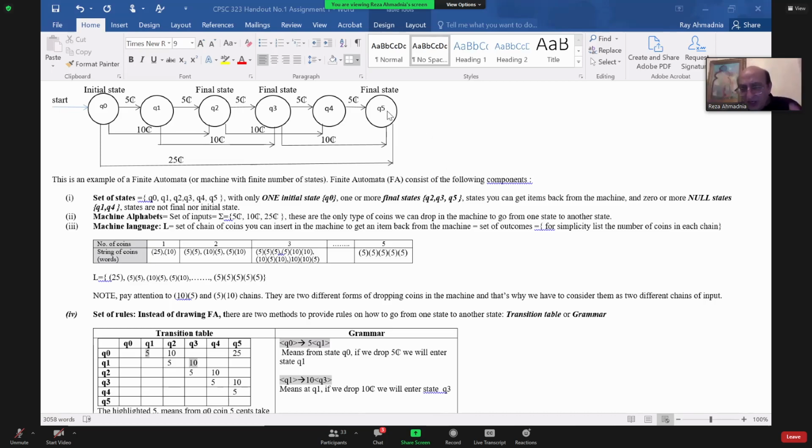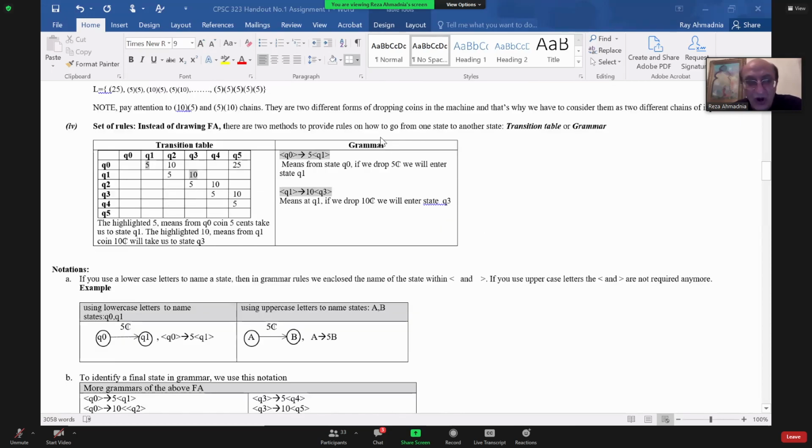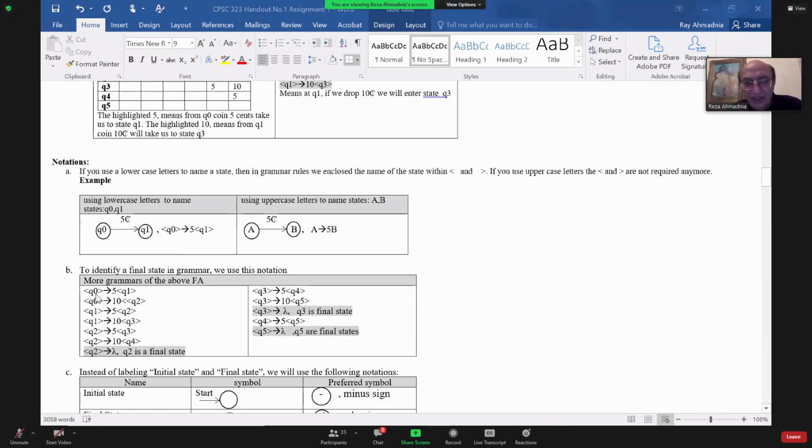So these are all the grammars if we start at Q0. Then do the same thing. Start at Q1. If we drop 5 cents, we go to Q2. If we drop 10 cents, we go to Q3. If I drop 25, I pass the limit, so it is not part of the grammar. Altogether, we have: Q0, drop 5, go to Q1. Q0, drop 10, go to Q2. Q1, if you drop 5, you go to Q2, and so on.